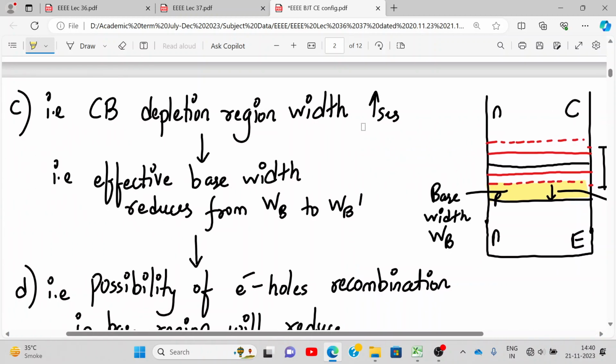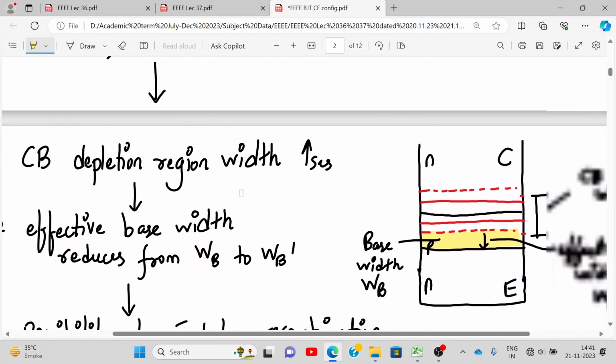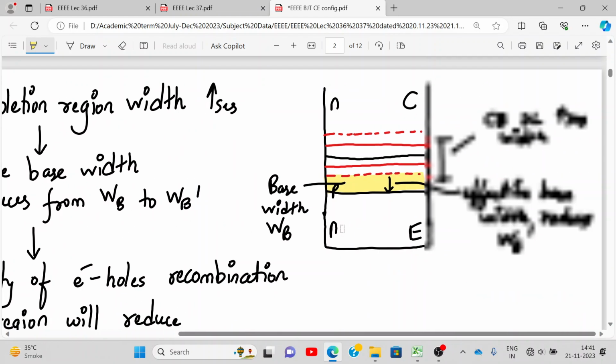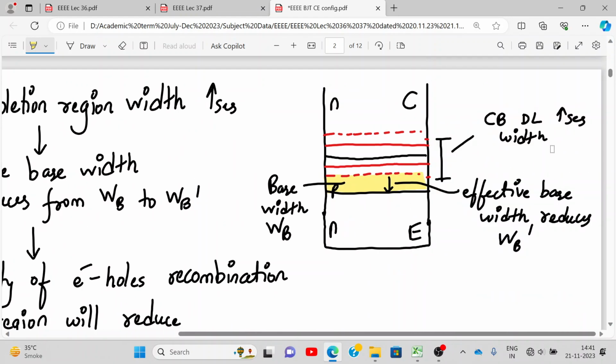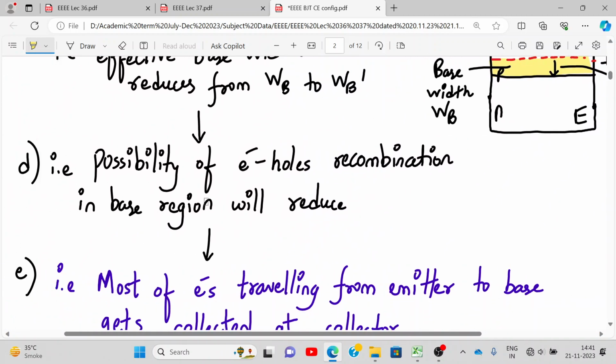So what will increase? With increase in VCB, that is the base collector junction will become more reverse bias. That is, the base collector depletion region width will increase. Effective base width reduces from WB to WB dash. That means earlier it was WB, now it reduces to WB dash. So the possibility of electron hole recombination in the base will reduce. So less number of electrons will recombine because the base region has become thinner.